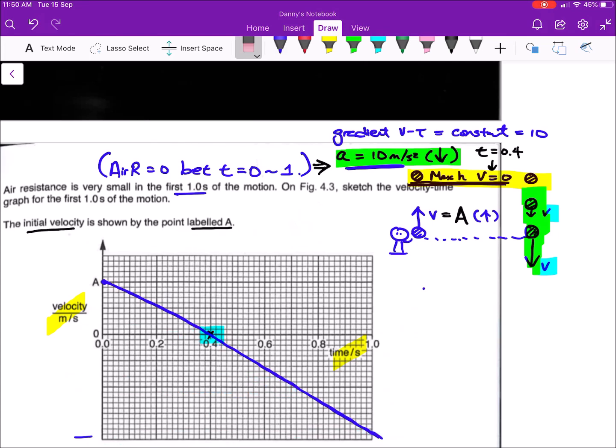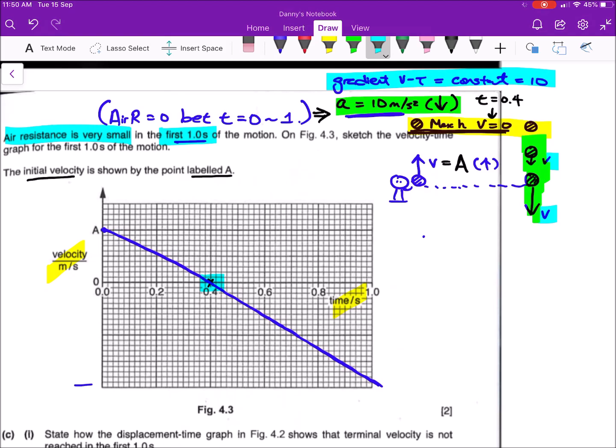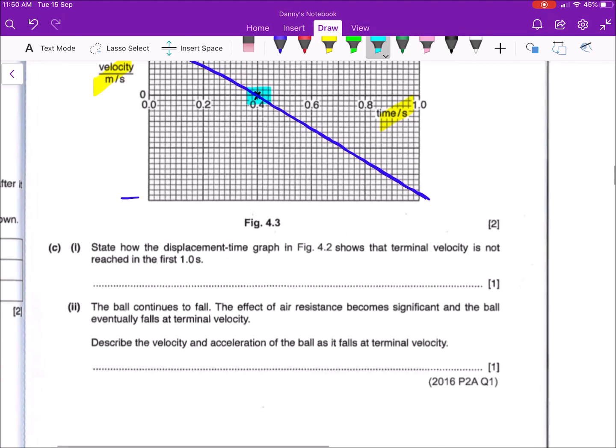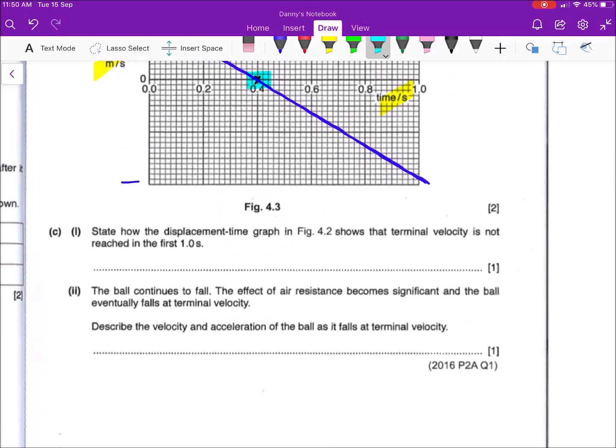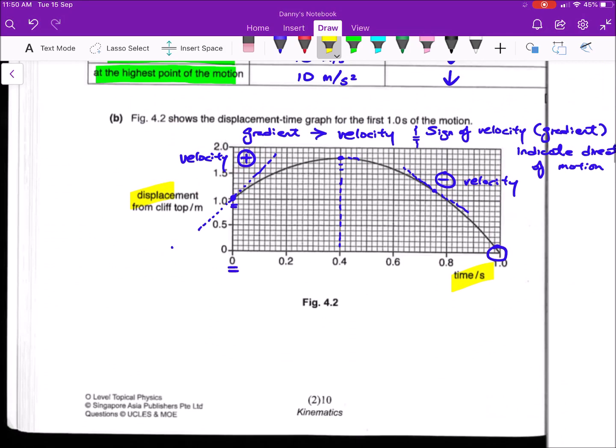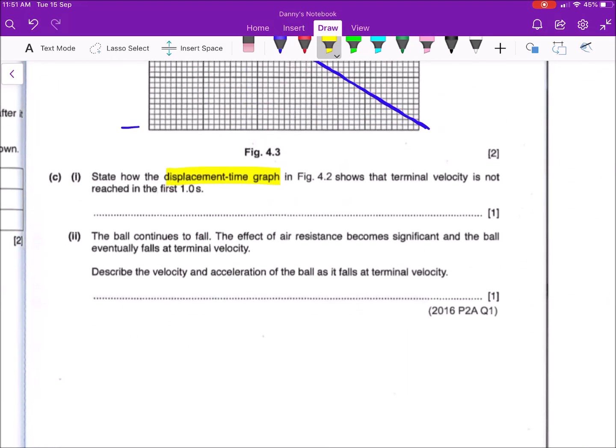And you can see that your VT graph is a straight line. Why? Because the acceleration throughout the first 1 second is constant, because there's no air resistance. Air resistance is very small, I ignore it. So now I have to answer the following question. Now it refers me back to the displacement time graph, so I have to look at my displacement time graph over here. The question says, how does the graph show that terminal velocity is not reached?